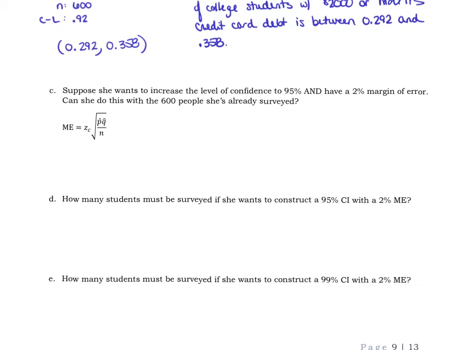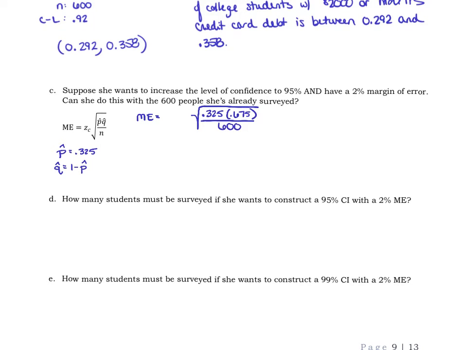So let's see what this researcher's margin of error is currently. With her current information, and we'll go back to the Z sub C value in a minute, P hat is the 0.325 that we got up in part A. Q hat is going to be 1 minus P hat, the proportion of students who don't carry that much credit card debt, so 0.675. And then our n value is 600.